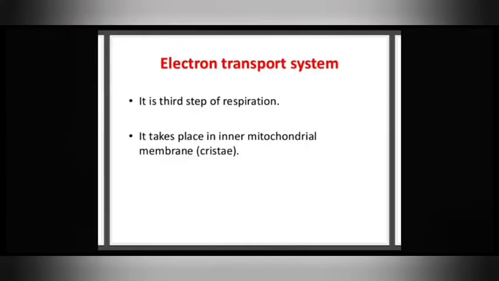After the Krebs cycle is completed, the third step is called the electron transport system. Whatever products are produced by the Krebs cycle undergo the process of oxidation, and this whole process of oxidation takes place in the inner mitochondrial membrane, that is cristae, the details of which we'll study in the next class.